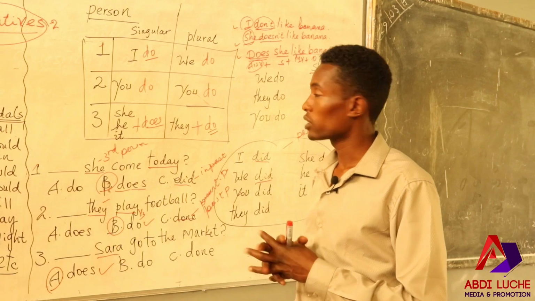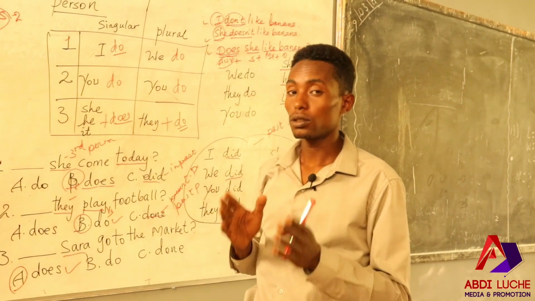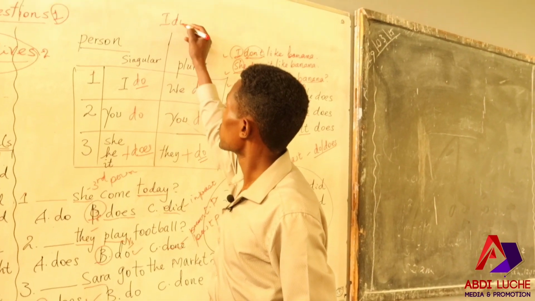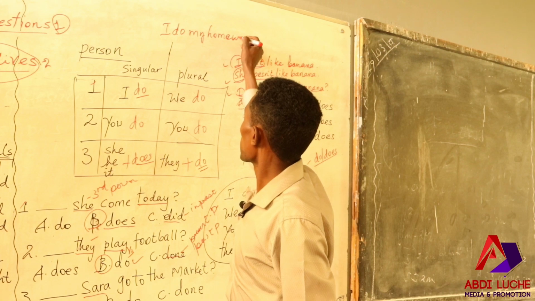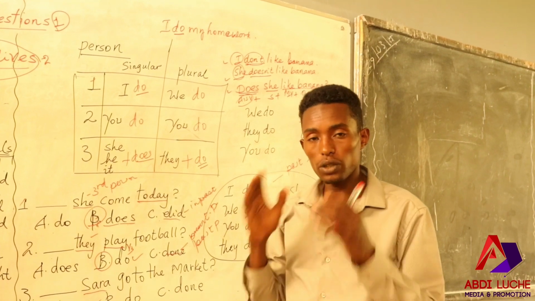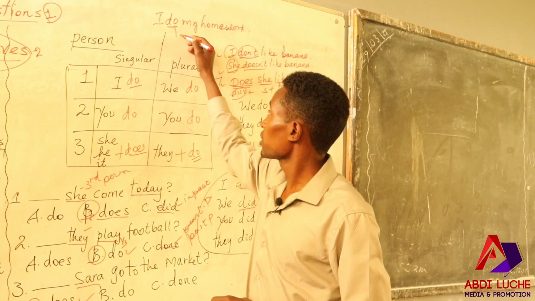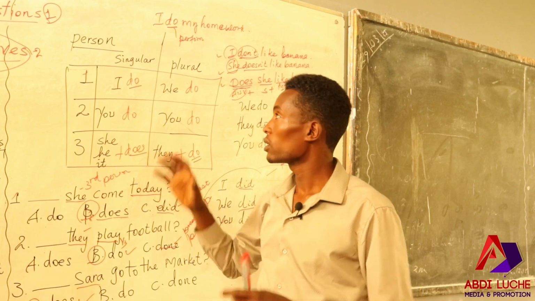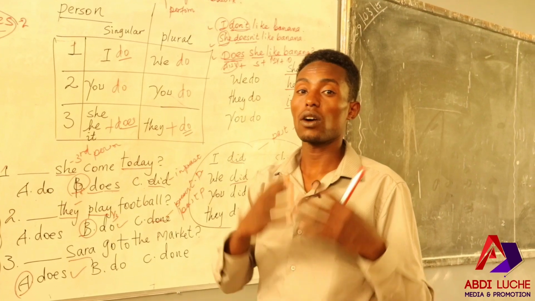In our speech, auxiliary verbs, verb to do, are used also as a main verb. Here, I do my homework. Do is used here as the main verb. Do means, as the contextual meaning of this, perform. I perform my homework. So auxiliary verbs are used also as what? As the main verb when there is no main verb in our sentence.